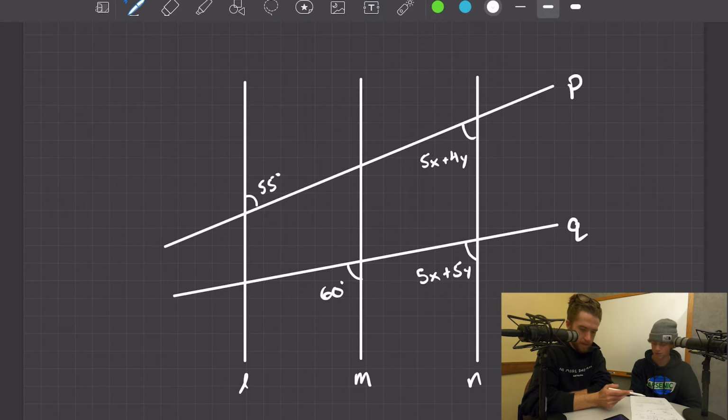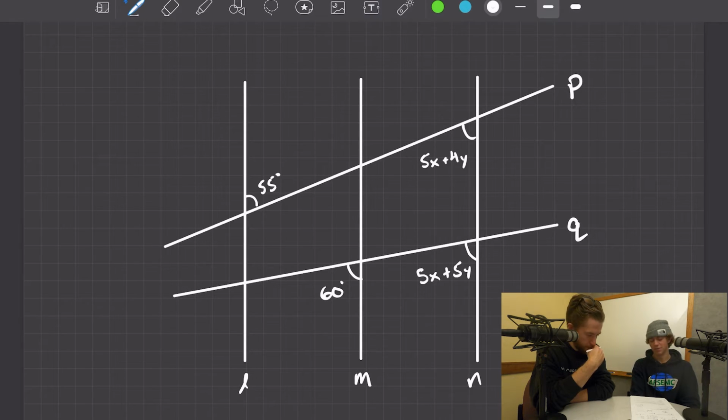X and Y. To find x and y, right? So not even to find an angle, but to find whatever x and y are in this case. Okay. They give us some information. Does my diagram look right to you? I think that's good, yeah.